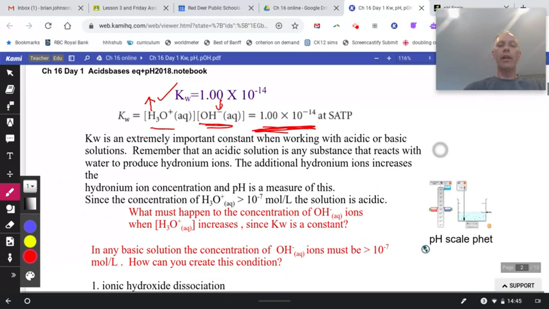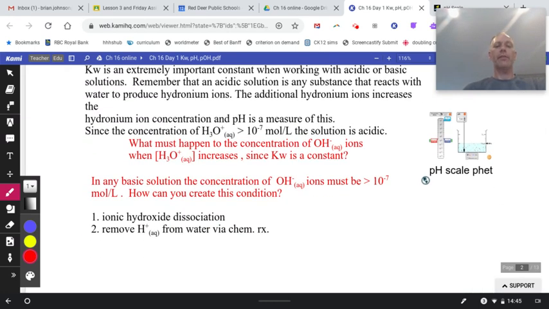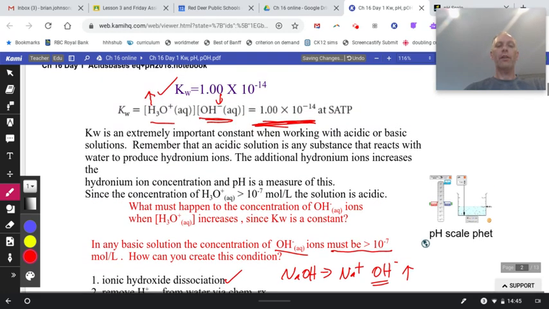Okay, so that's the story behind Kw, and that also answers these questions. How do you make a solution basic? You have to have greater than 10 to the negative 7 moles per liter of hydroxide. How do you do that? Dissociate an ionic hydroxide. If you dissociate an ionic hydroxide, you are making hydroxides or increasing their concentration. Option number 2 is remove H+, because as we saw, if we decrease the hydronium, we increase the hydroxide, which is weird.